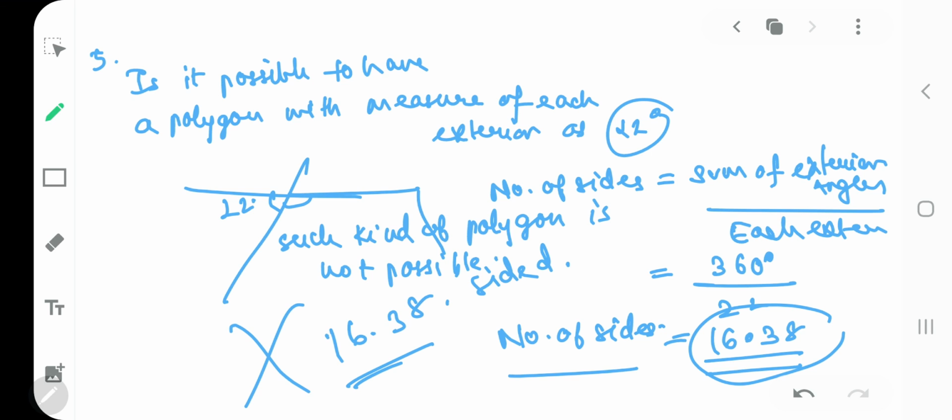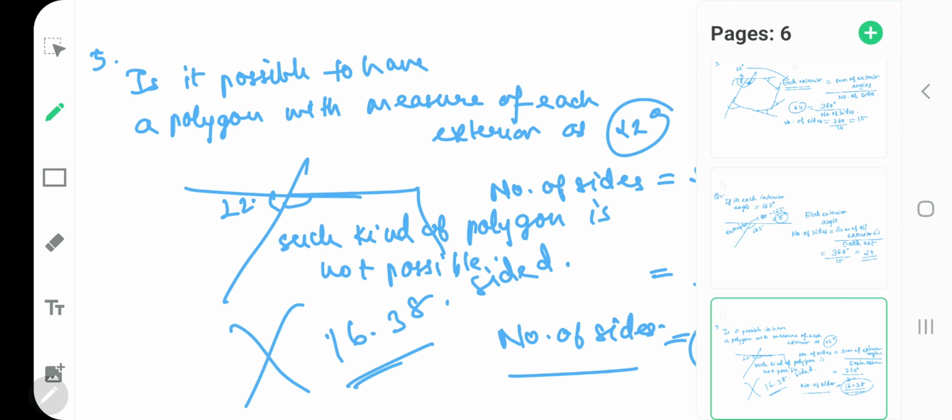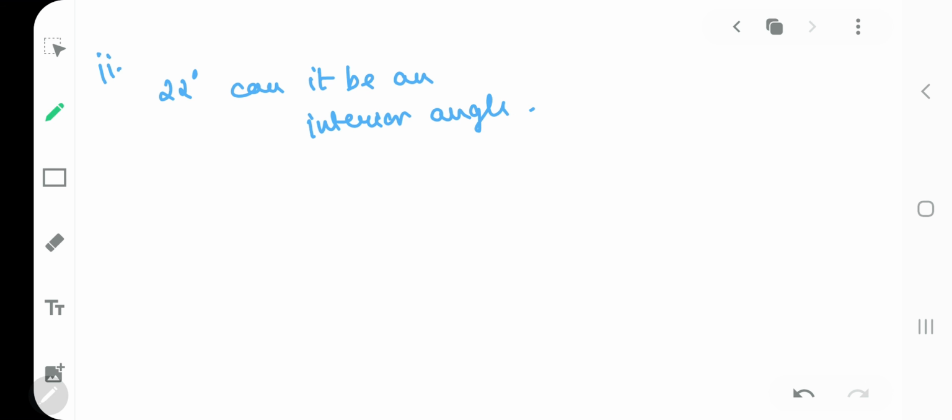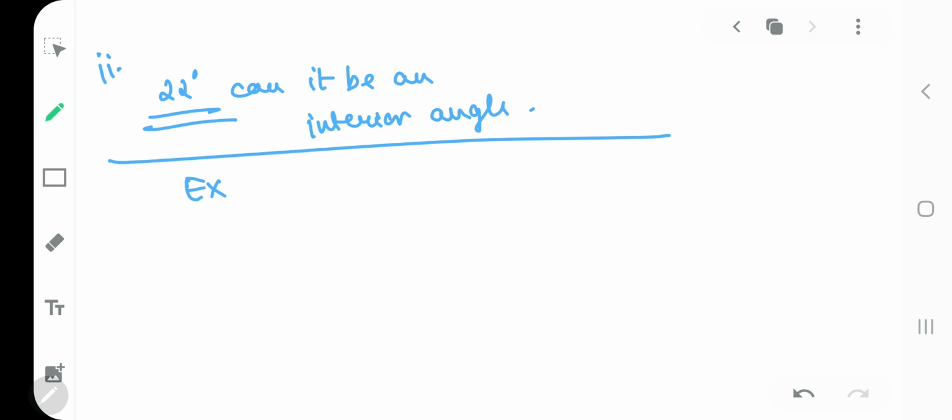Okay, we have next, which says, can it be an interior angle of a regular polygon? Now they are saying the same 22 degrees. Can it be an interior angle? Now how to find this, my dear kids? If this is an interior angle, then what will be the exterior? Exterior will be 180 minus interior, that is 180 degrees minus 22, that is 158 degrees.